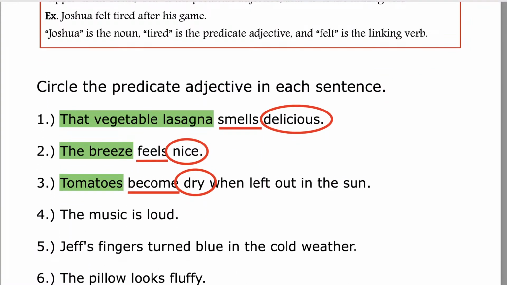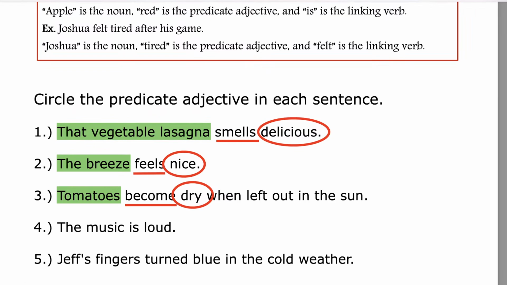So, what did we do? We highlighted in green the complete subject. We underlined our verb. And then we circled the adjective that was describing our noun. What is the noun it's describing? I think that might be a really good thing for you to remember.